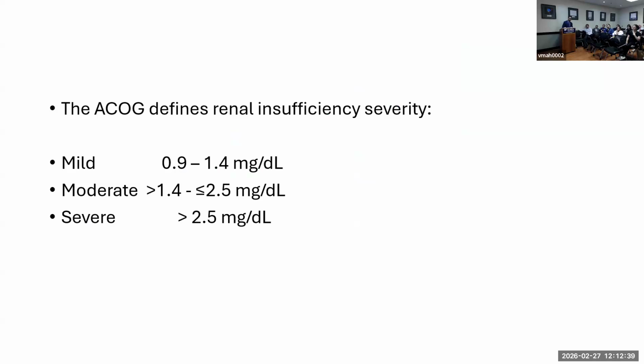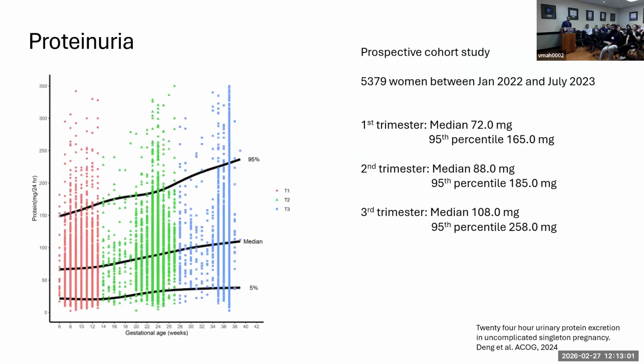Now, just to make matters a little bit more murky, the American College of Obstetrics and Gynecology define their renal insufficiency severity, mild, moderate, and severe, based on creatinine values. So some of the old data, and data in the OBGYN field, will use these instead of GFR to classify their patients. Do you prefer questions now or later?